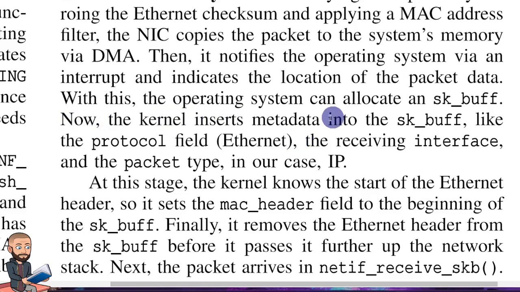With this, the operating system can allocate an SK buff. Now the kernel inserts metadata into the SK buff, like the protocol field, Ethernet in this example, and the receiving interface, and the packet type, in our case, IP.